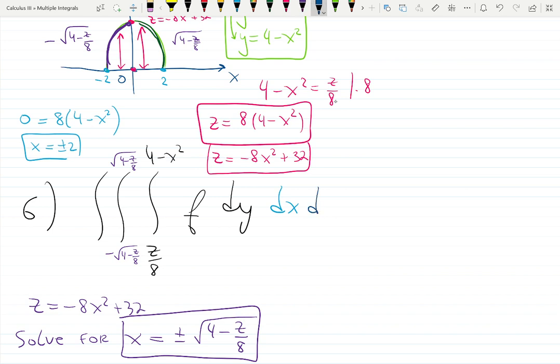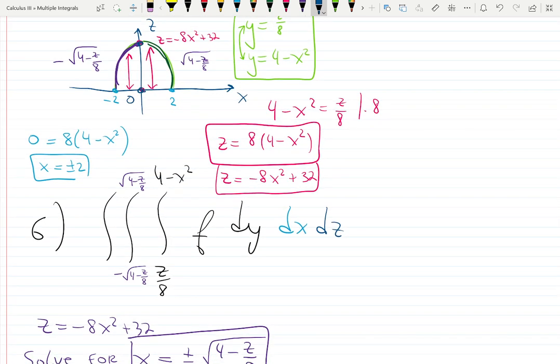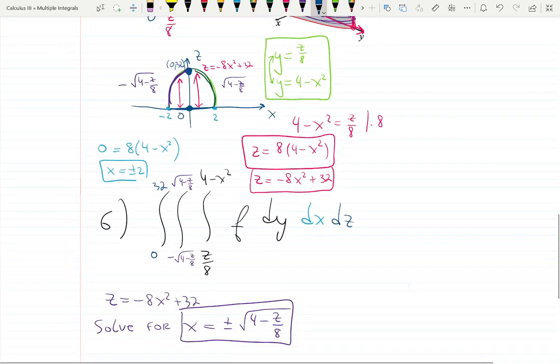Finally, z is going to be the easy one. It's going from this point to this point. The lowest point of the floor is 0 for z. The highest point is this vertex. This vertex is when x is 0. When x is 0, z is 32. And we are done. Amazing job.